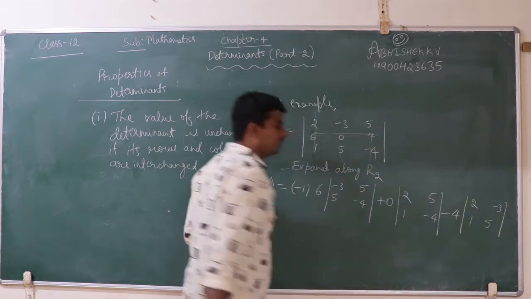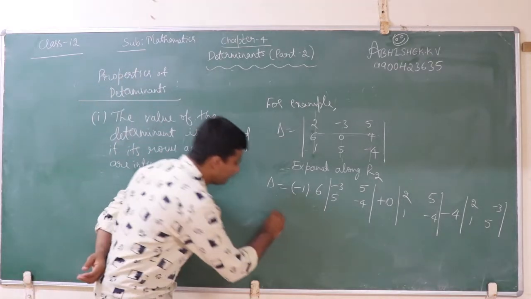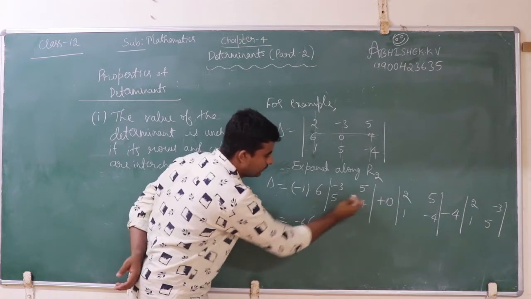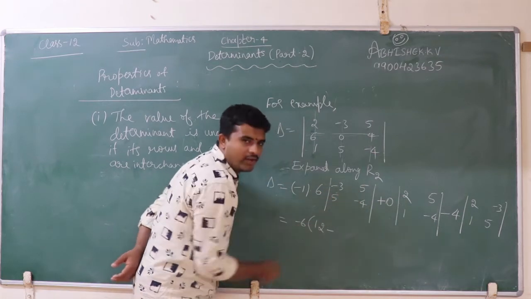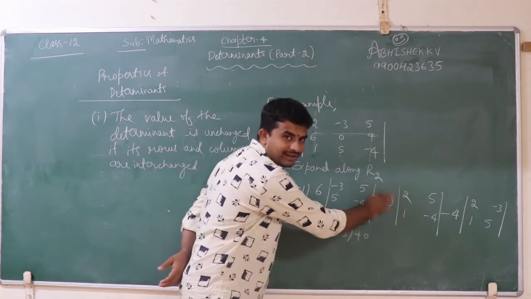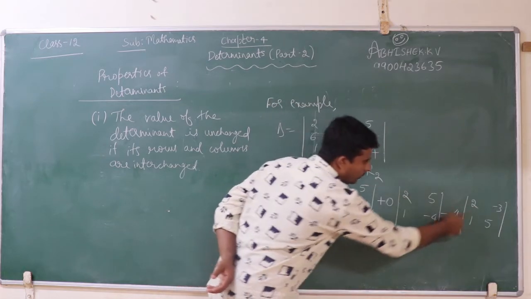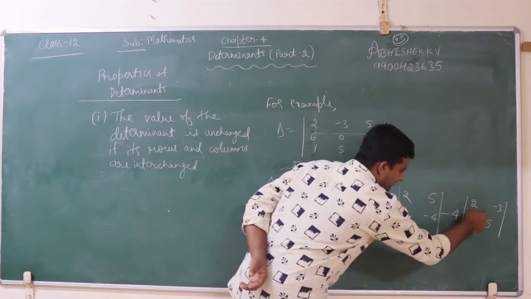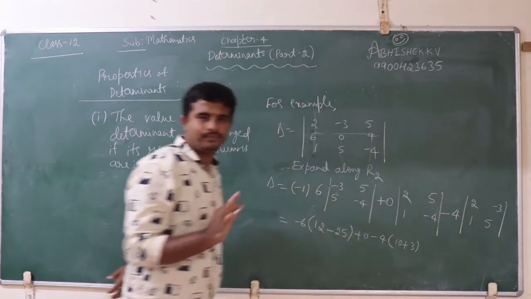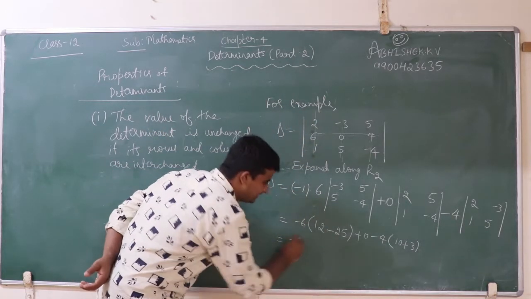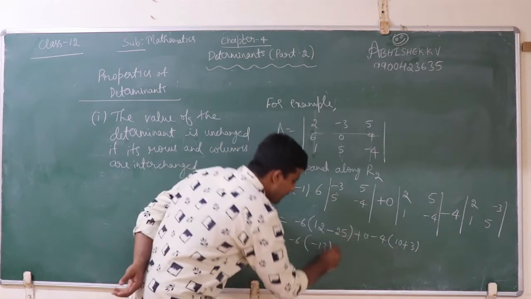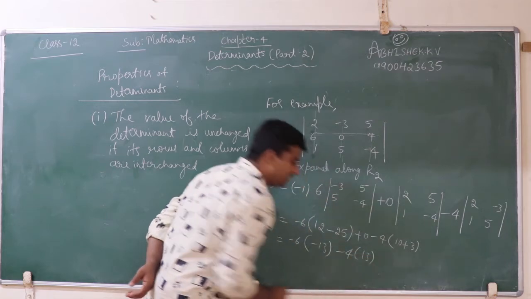See, minus 6 into minus plus, 3 4s are 12, minus 5 5s are 25, plus 0 into anything is 0, no need to calculate this. Minus 4 into 5 2s are 10, plus 3 into 1, 3. Is it clear? This implies minus 6 into 12 minus 25, this is minus 13. Minus 4 into 10 plus 3, 13.